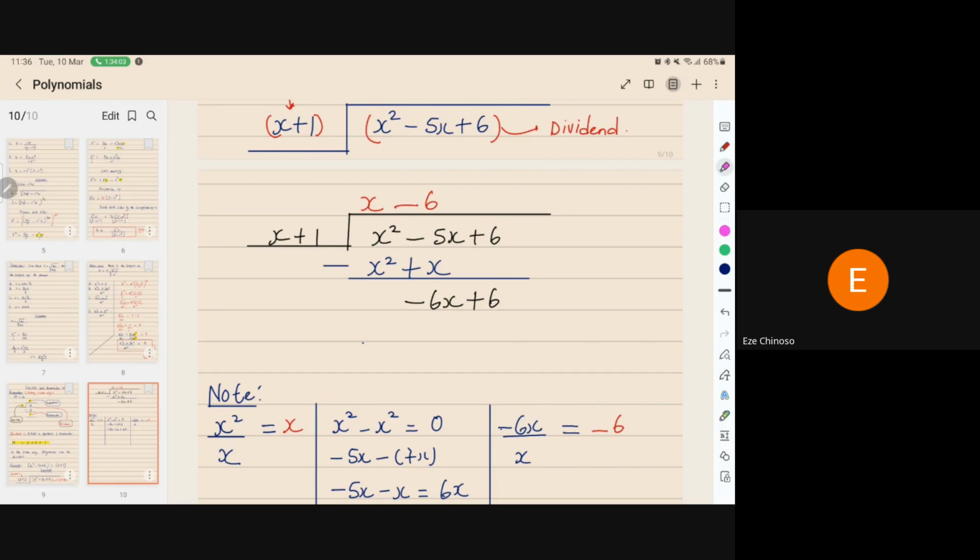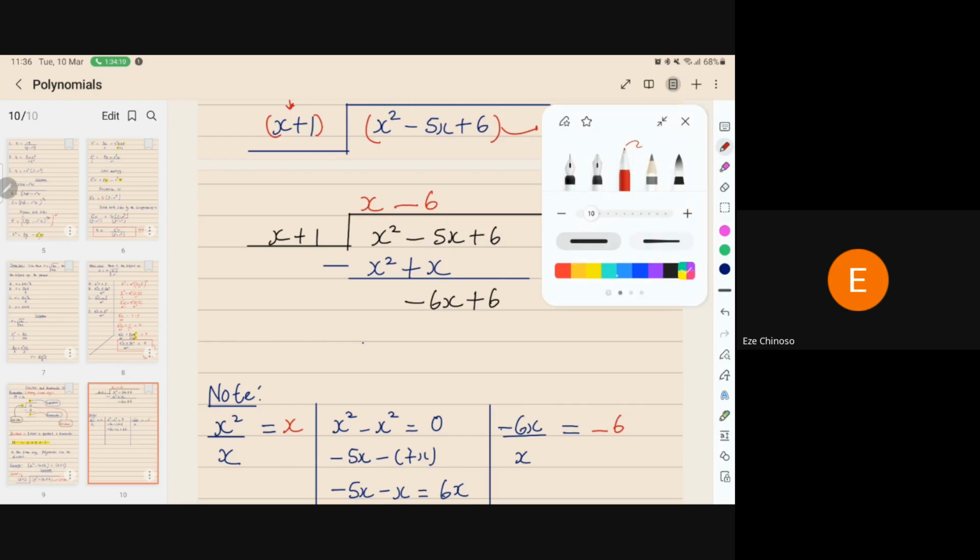Then I go again. Minus 6 times x, I need to say. That will give me, come on, teaching is not easy. My God.